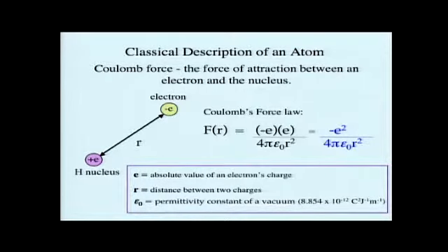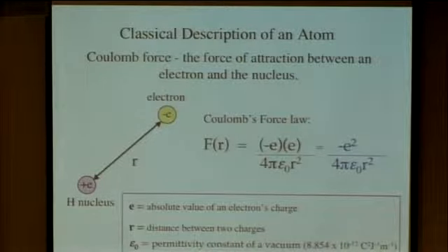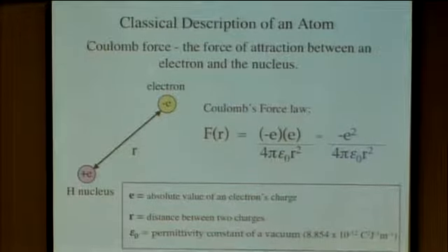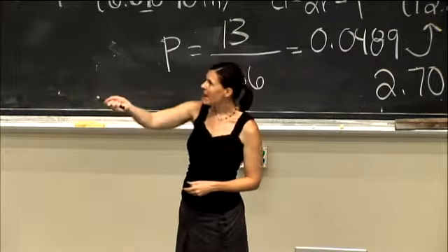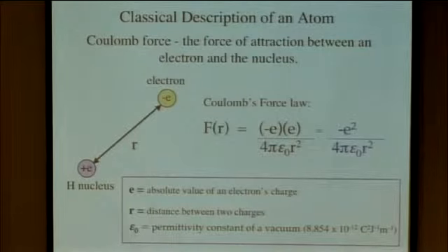We're describing the force that's holding these two particles together, and it's related to the charge of each of the particles, where e is the absolute value of an electron's charge. So an electron has a charge of negative e, we've written here, and the nucleus has a charge of positive e. And then we have r, which is simply the distance between the two charges. And what we see is that the force is inversely related to the distance between the two charges. And we can simplify this expression as saying negative e squared over 4 pi epsilon naught r squared.